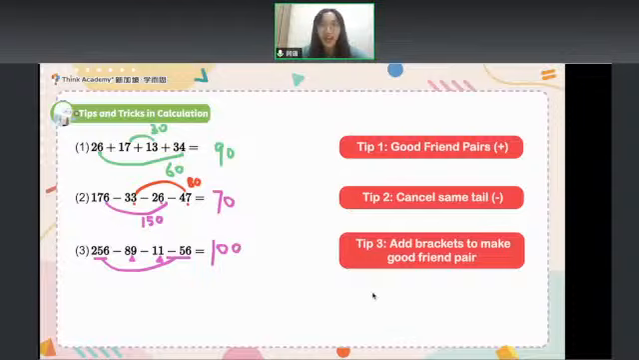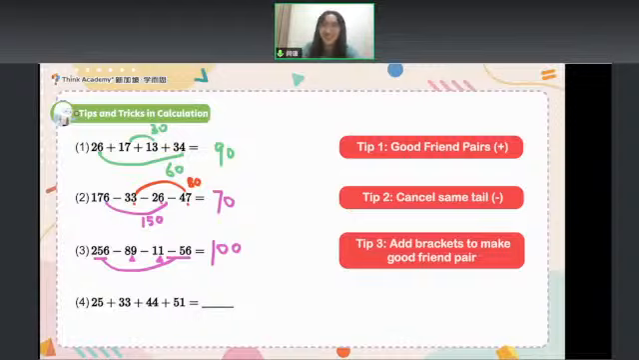Good job. So basically you see that I already told you 3 tips here, okay? Find the good friend pairs, cancel the same tail, and add brackets to make good friend pairs. So for the last one here, let's have a look. What are the 25 plus 33, and then plus 44, and then plus 51. Can you think of some good friend pairs? No, right? Okay, so what about cancel the same tail?